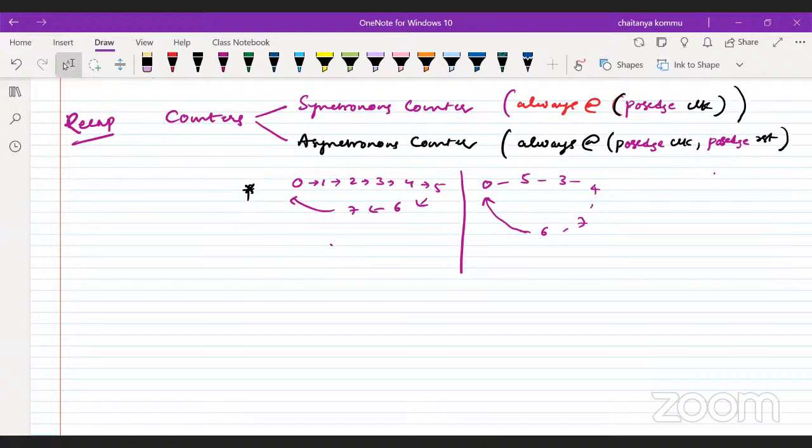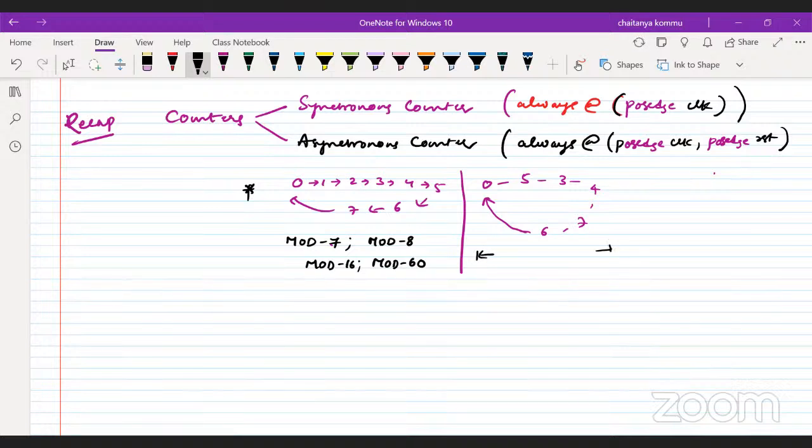Sometimes we can call it this. This is more suitable to say that it is a mod 7 counter. So 7 counts it can perform. Otherwise, a mod 8 counter, or mod 16 counter, or mod 60. Depending upon this, we can generate the continuous counting sequence. But it is also possible to generate the counting sequence required by us. Clear to all of you?